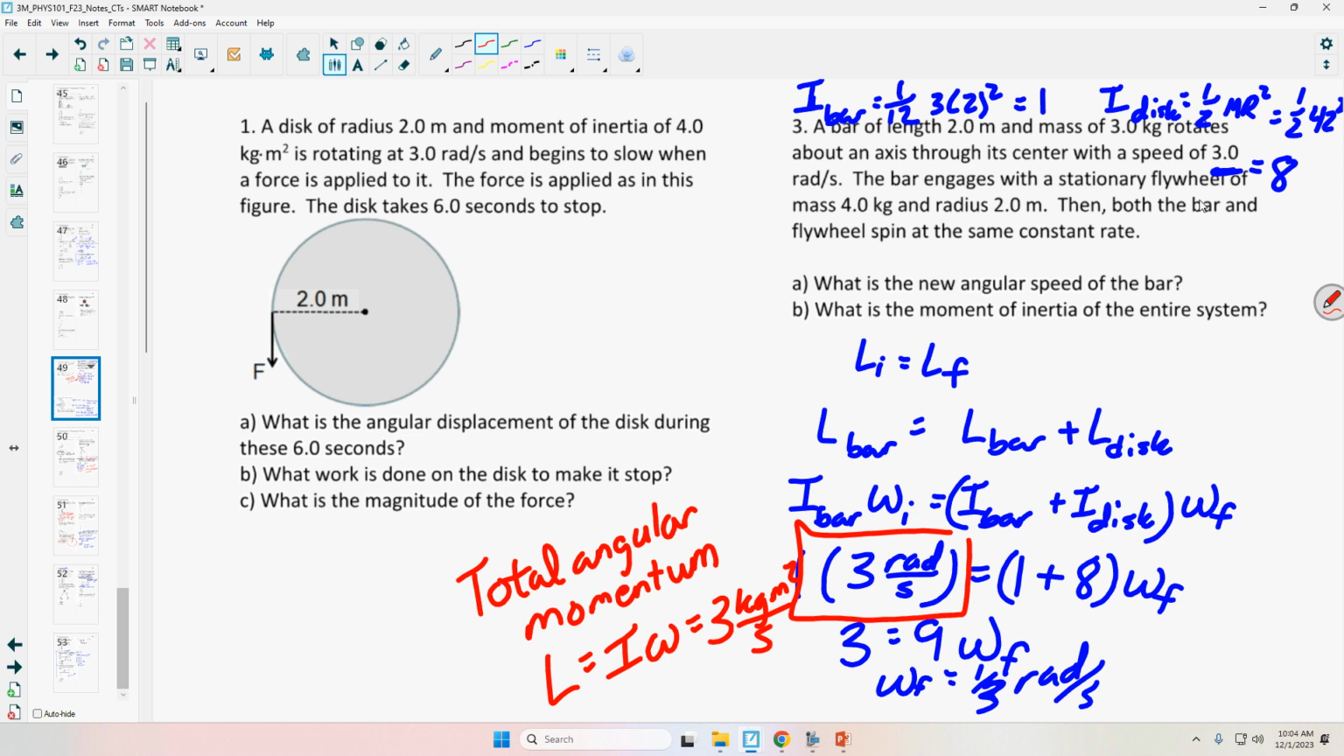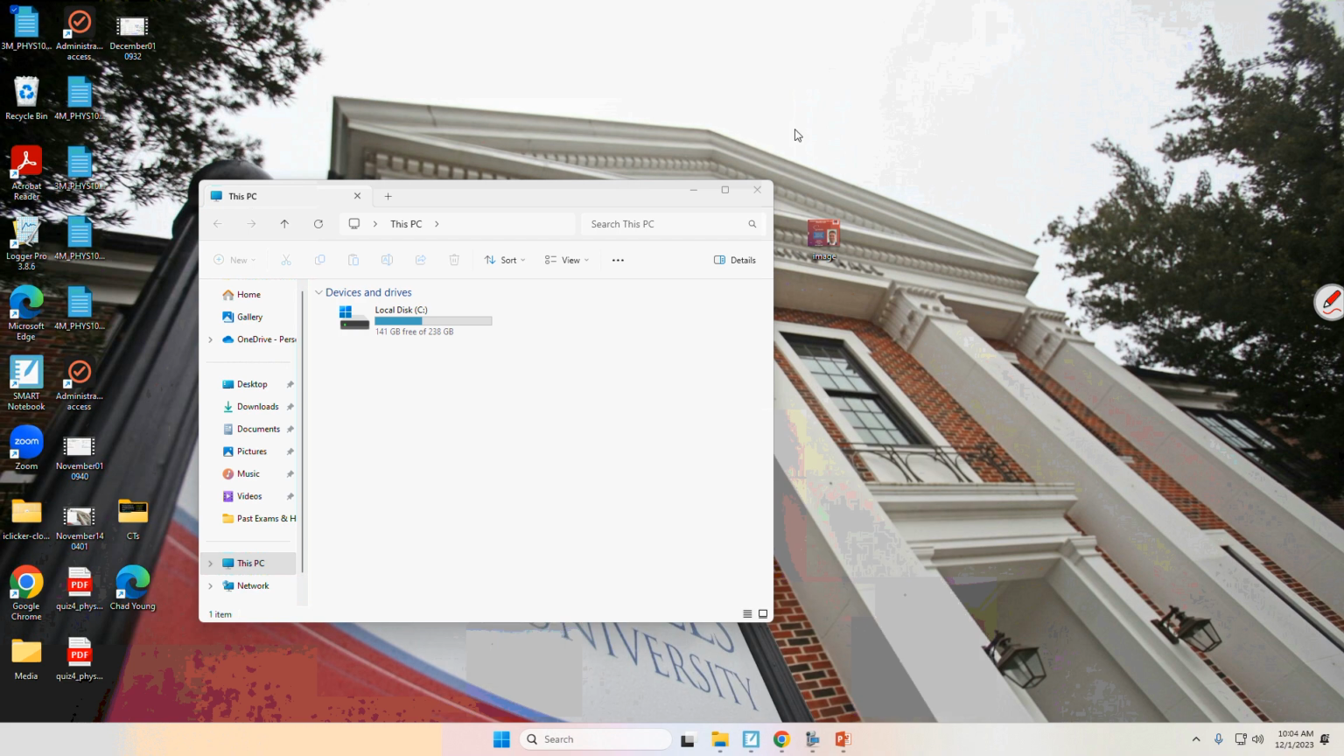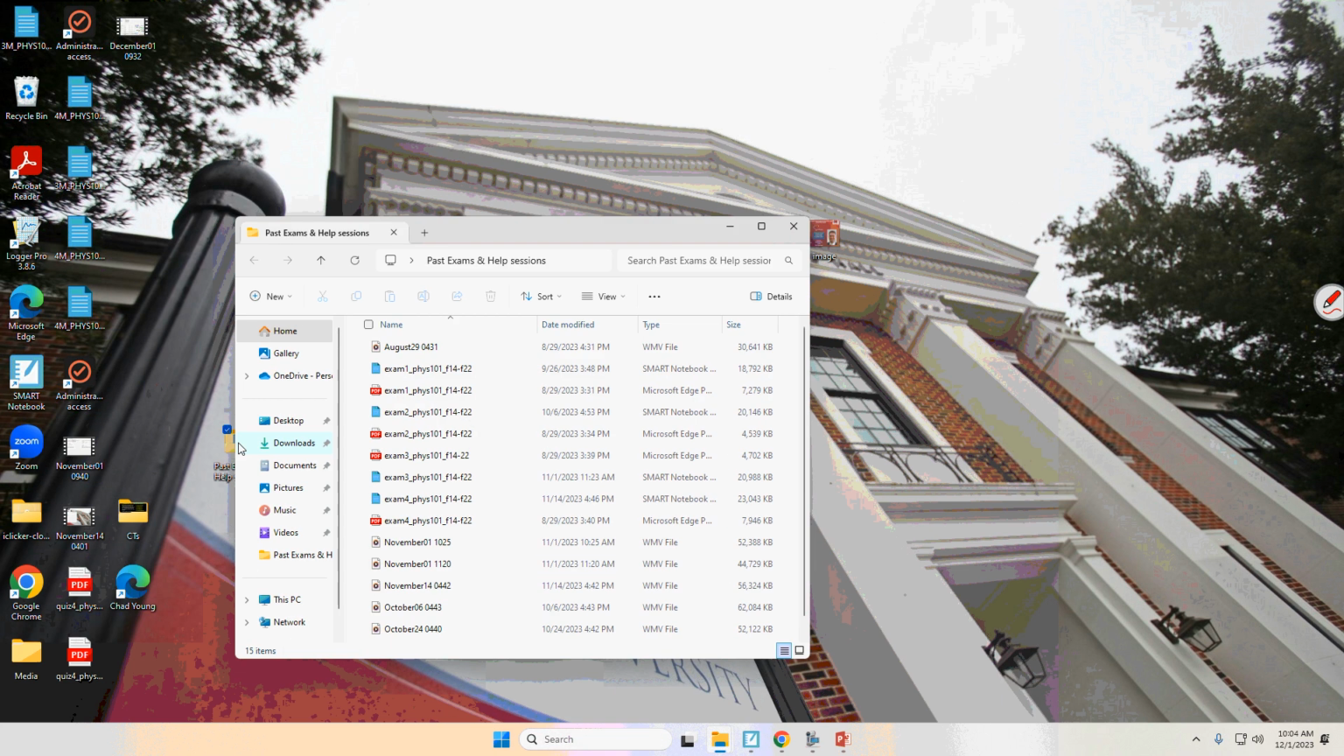All righty? And then the third one, or excuse me, the fourth question, that's 1, 2, 3. The fourth question is going to be a manometer question. Let me pull up another old exam, past exam. We've worked through these.